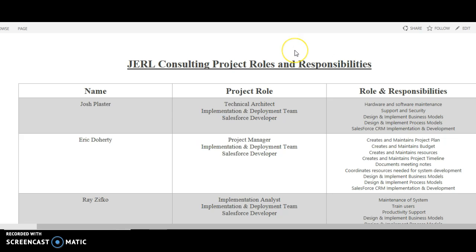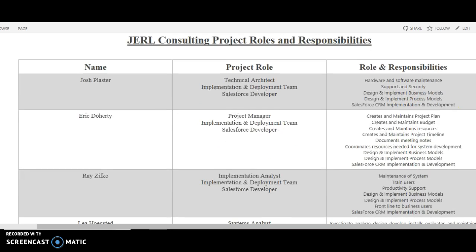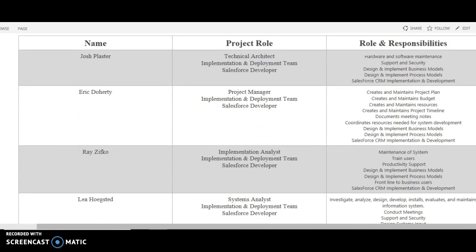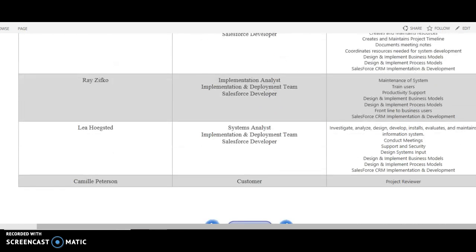And finally, I wanted to discuss the Gerald Consulting project roles and responsibilities. Josh Plaster will be our technical architect, and here are some of his roles and responsibilities. For Eric Doherty, he is our project manager. Ray Zifko is our implementation analyst. Leah Hogsted is the systems analyst, and Camille Peterson is our customer and project reviewer. And the next speaker will be Josh Plaster.